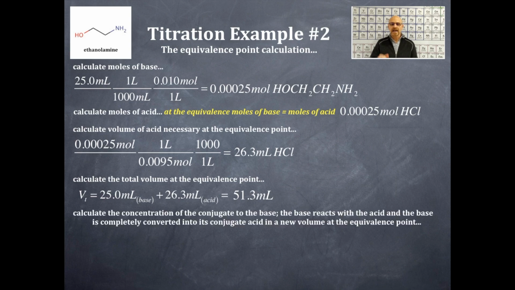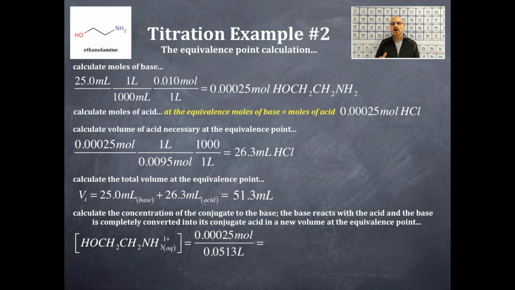All right, now we're going to calculate the concentration of the conjugate of the base. The base reacts with the acid, and that base has been completely converted into its conjugate acid, and it's going to be now in a new volume with the addition of that hydrochloric acid at the equivalence point. So the concentration of the conjugate acid of the base is the moles that we had divided by our new volume. The moles of the ethanolamine is equivalent to the moles of its conjugate acid.